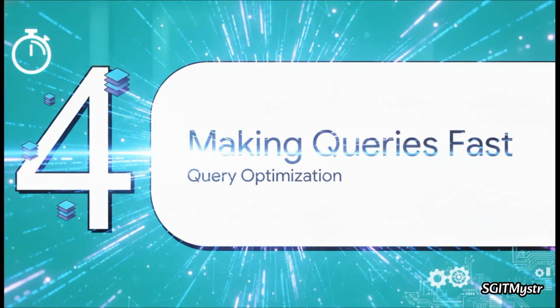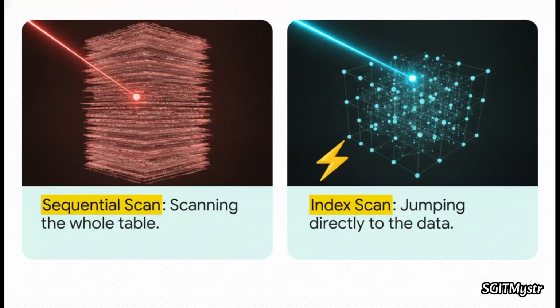Section 4. Making your queries fast. So now you can write complex queries. But a query that works fine on 100 rows might completely break your database engine when you scale it up to 100 million rows. Optimization is an art form, and it starts with understanding how the database actually looks for things.